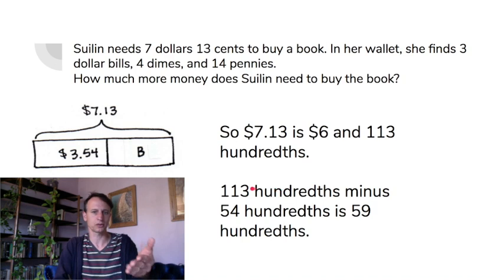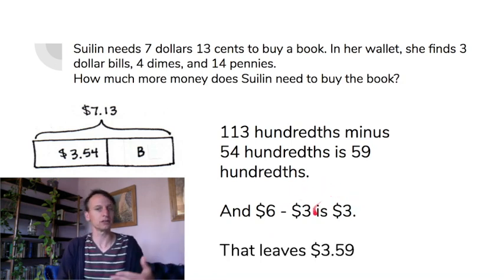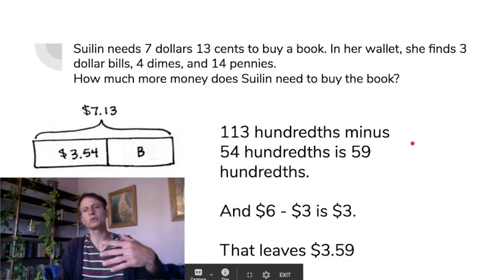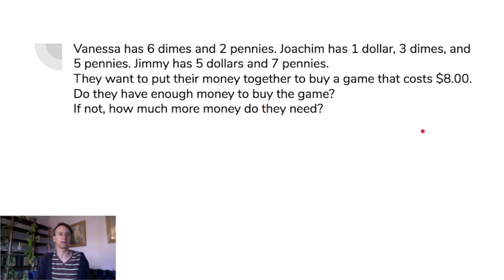You could do 113 minus 54 leaves 59. And then 6 minus 3 is 3. Right? So there's our $3.59. So that's another way of doing that, and I bring that up because we did do that back in fraction land. Great? Okay, moving on. Vanessa.